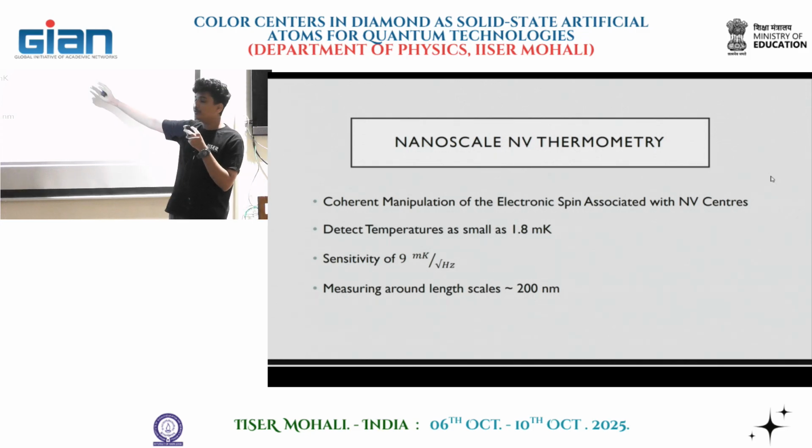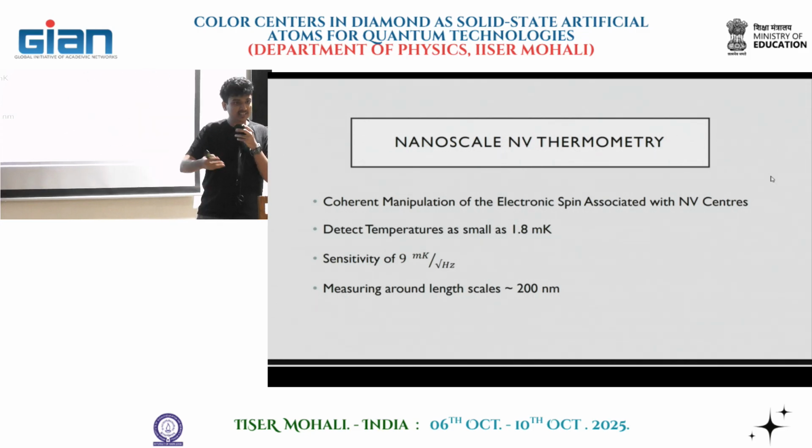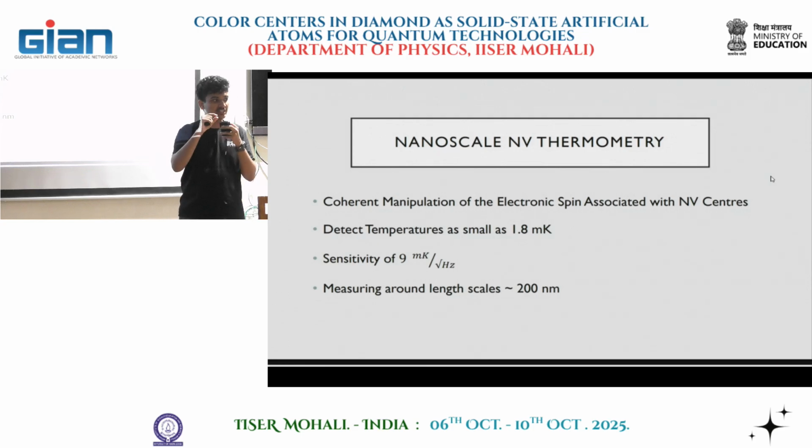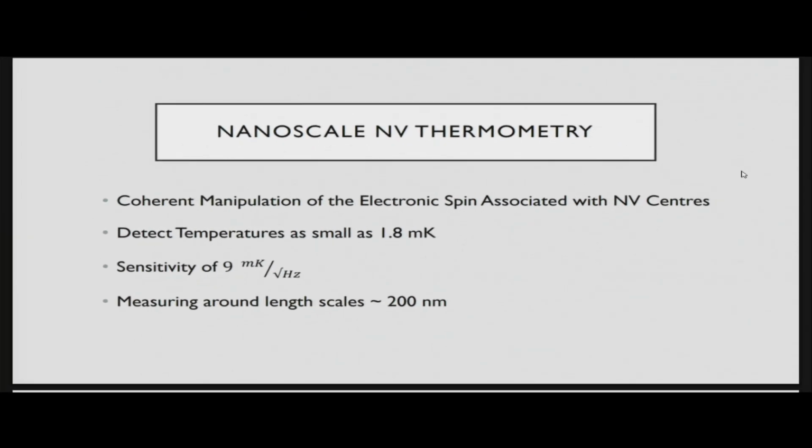So we will be utilizing, like I said, the spin one system of the NV center, where there is an inherent spin-spin interaction because of which you see a zero field splitting. So with the temperature that is causing the gap, we can detect temperatures as small as 1.8 millikelvin, which is very, very accurate. And this paper stands as a proof of concept. They utilize two different cases. My colleagues will talk about it, and we will be measuring around the length scale of around 200 nanometers.